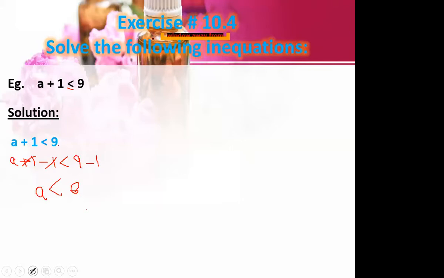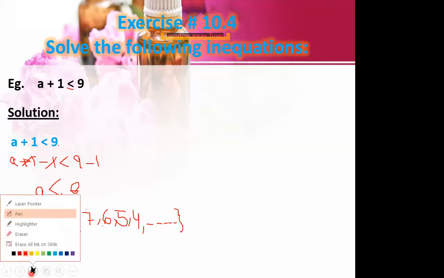So A is equal to what? You will write here A is equal to what is smaller than 8? 7. You will write 7, then 6, then 5, 4, and so on. It will continue. This will be the final answer. Clear? Yes. 7, 6, 5, 4, and so on.